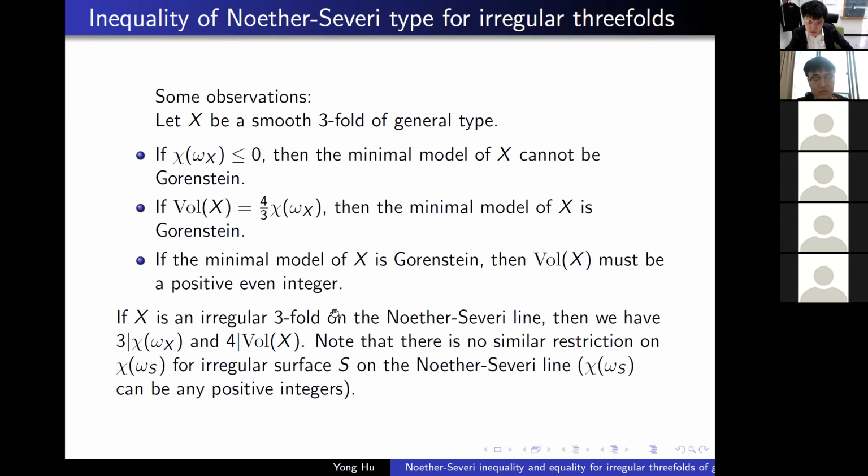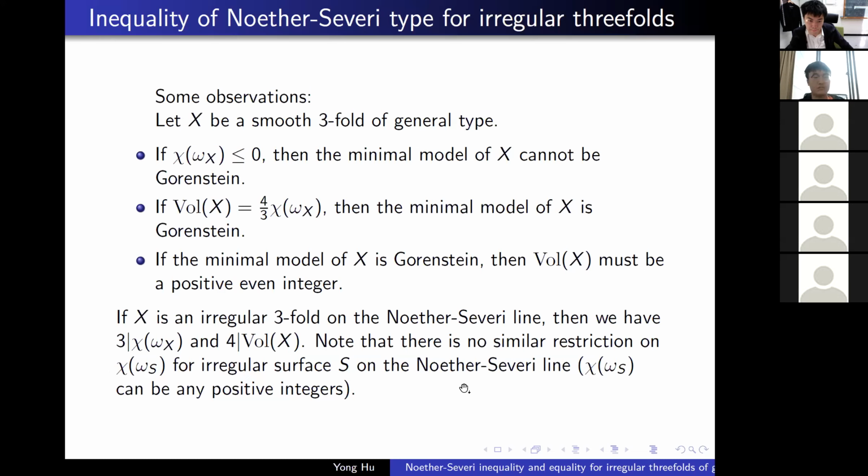So when the irregular threefold is on the Noether-Severi line, there are restrictions on chi omega X and the canonical volume. Note that there is no similar restriction on chi omega S for an irregular surface S on the Noether-Severi line. Here, for the surface case, chi omega S can be any positive integer. So this is the difference between surface and threefold.